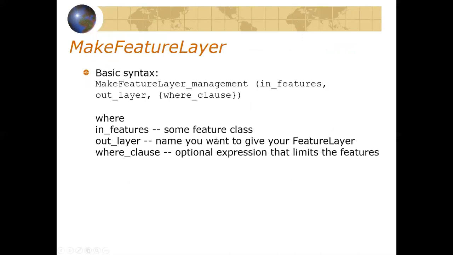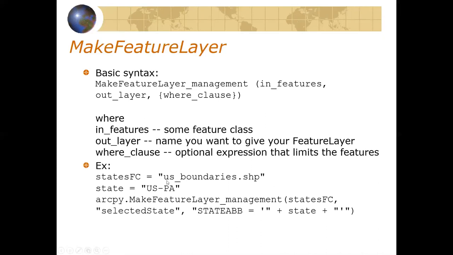There is a tool called Make Feature Layer. It takes a set of input features, and that's where you're going to plug in a feature class. The second parameter is going to be the name that you want to give to this feature layer. And then lastly, there's a third parameter, which is an optional where clause expression that's going to limit the features that you're going to stick into this feature layer from the original feature class.